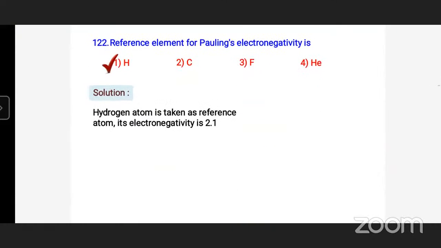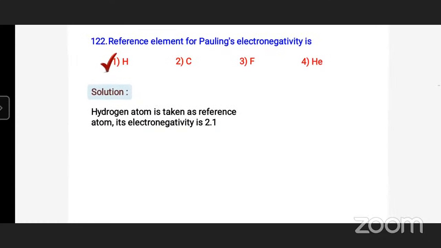Okay, right. Next, the reference element for Pauling electronegativity is: number one, hydrogen; number two, carbon; number three, fluorine; number four, helium. The hydrogen atom is taken as the reference element. The reference atom has an electronegativity value of 2.1. So the reference element is hydrogen. First one is the correct option.